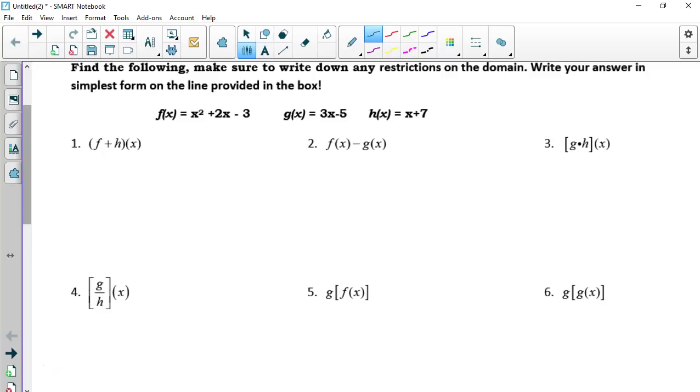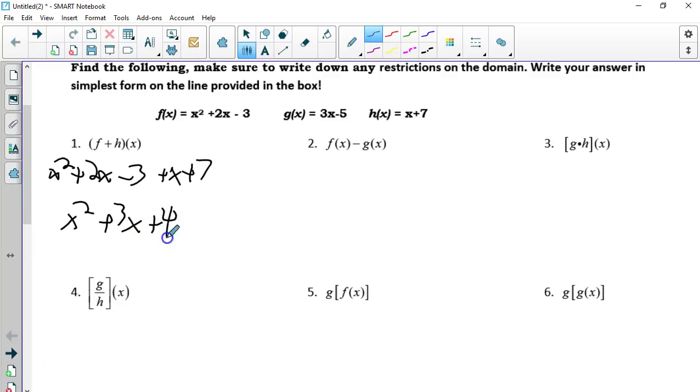F plus h, we're going to just add f. So x squared plus 2x minus 3. And we're going to add h, which is x plus 7. When you do that, we're just going to combine like terms. So x squared has no friends. 2x plus x is 3x. And 7 minus 3 is positive 4.